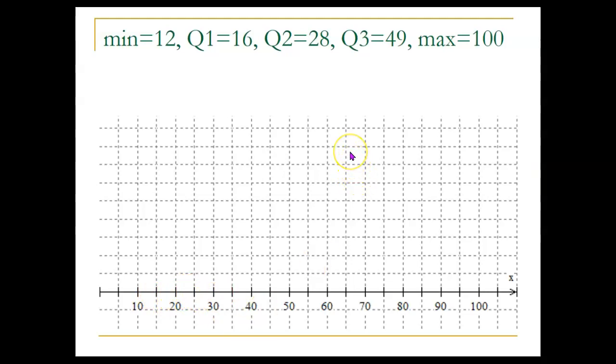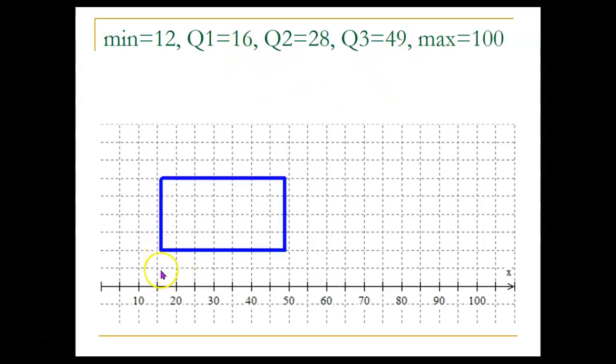So the box part of the box plot is going to run from Q1, which is 16, to Q3, which is 49. So there's that. Here's 15, so a little bit past that would be 16. And then a little bit before 50 would be 49. So the box runs from 16 over to 49. And then inside the box, I draw a line, a vertical line, showing where Q2 is.